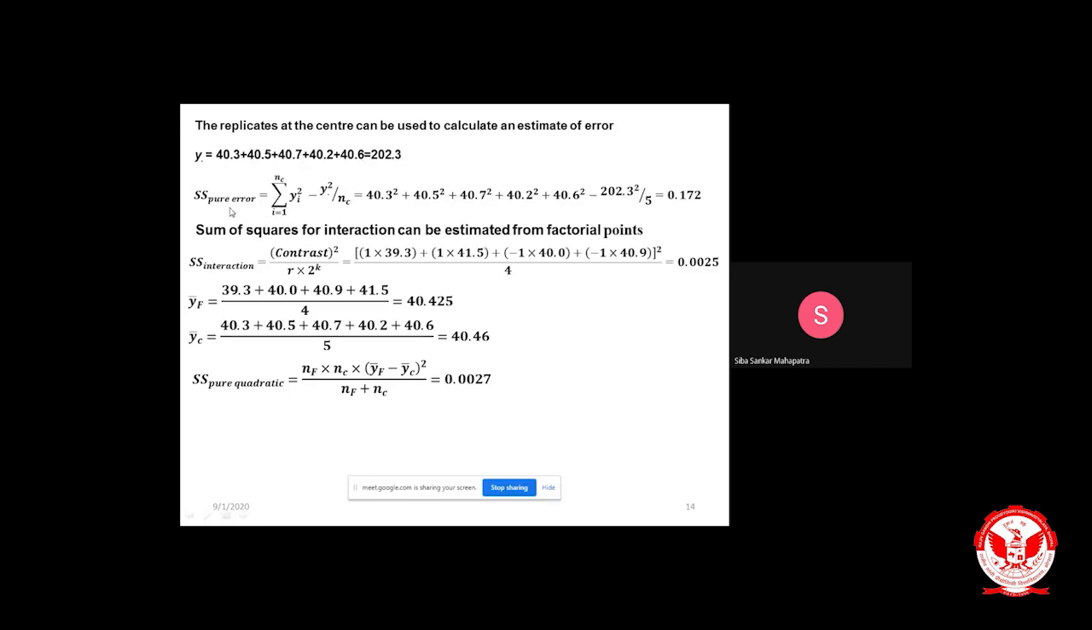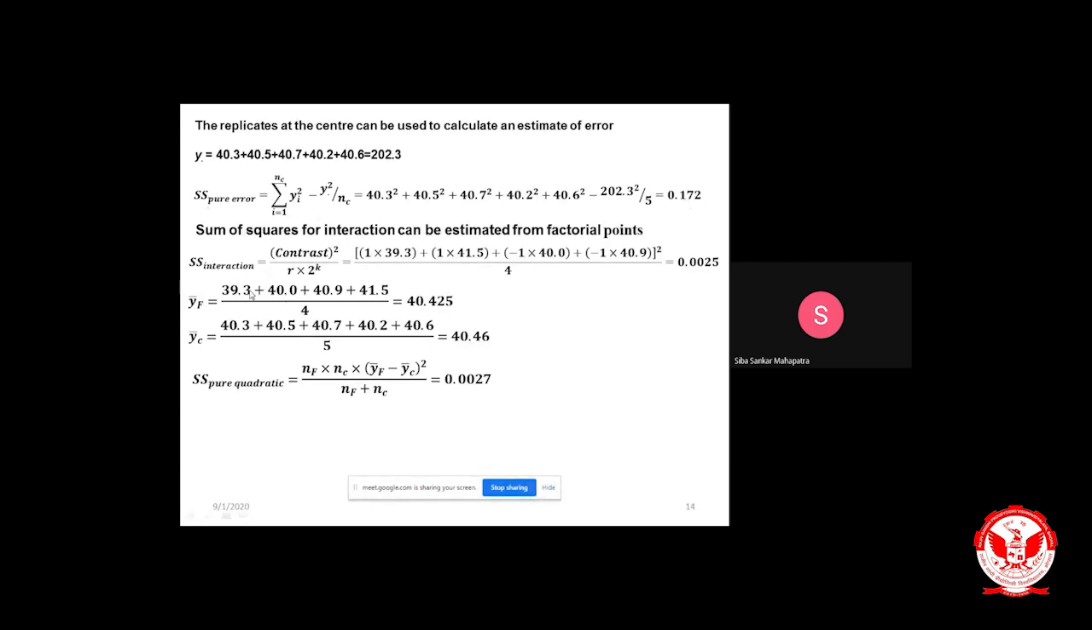Then sum of square for the pure error will be the sum of y_i square, of course i equal to 1 to nc, where nc is the number of center points or the same 0,0 points. So we have got 5 points here, minus y dot square divided by nc, where y dot is the sum of the points and nc is the number of center points. So that is 0.172, the sum of the square for the pure error.